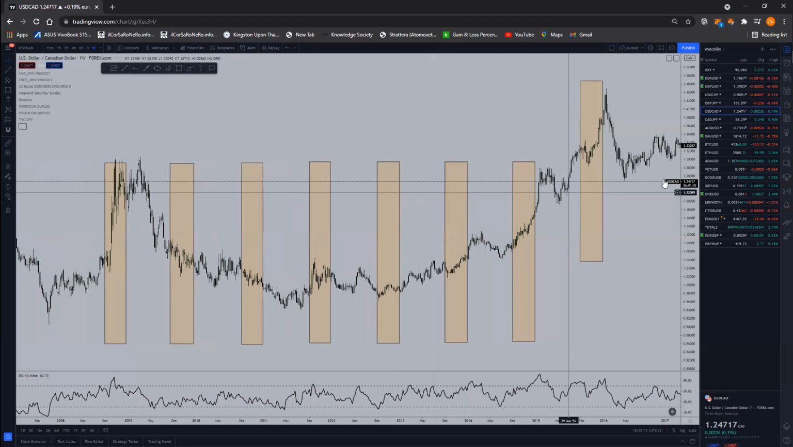This was just USD CAD. You can do that with any other pair actually you want. So, yeah, seasonal tendencies, guys, this is how you read them.